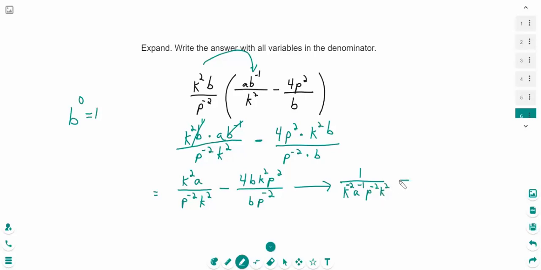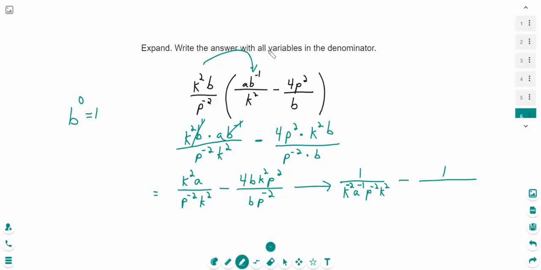And then I'm subtracting from that. Again, it's going to have to be a 1 in the numerator. And this is kind of interesting. So we have a 4. What do we do with the 4? Well, I should have said that.